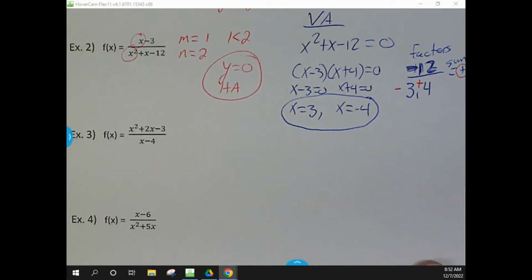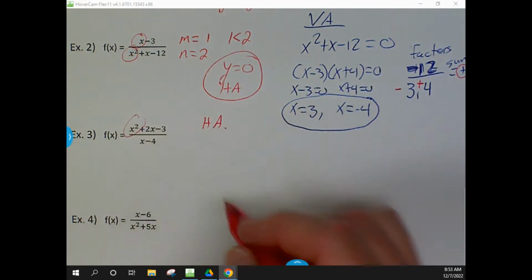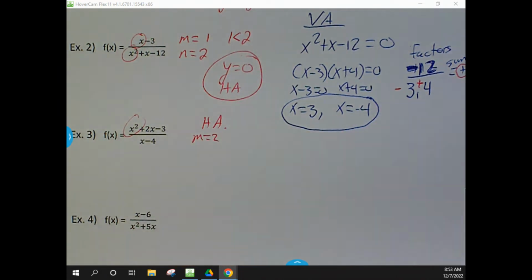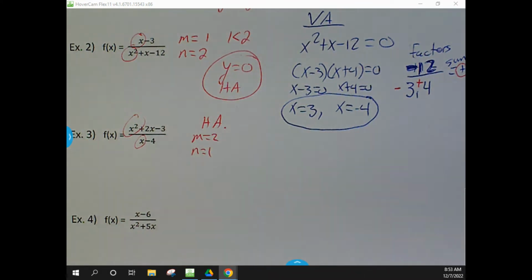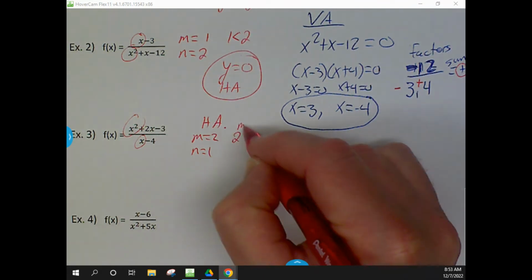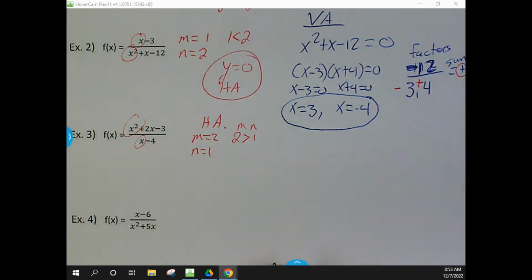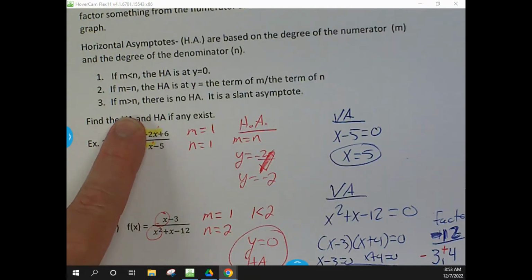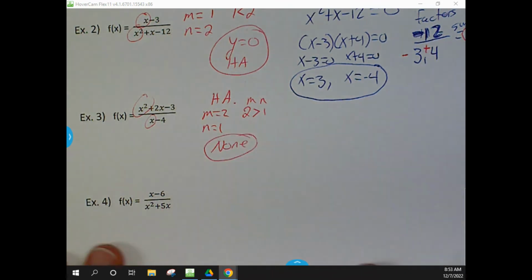Okay. All right, so number 3, same thing here. We'll go for the horizontal asymptotes. Again, it's all based on the degrees of the powers. You've got x squared, so your numerator is degree 2. You've got x to the first in the denominator, so that's degree 1. If you compare those two numbers, again it's always m first and n second, 2 is greater than 1. And if m is greater than n, there is no horizontal asymptote. There's only a slant asymptote. So we'll say that there's none.